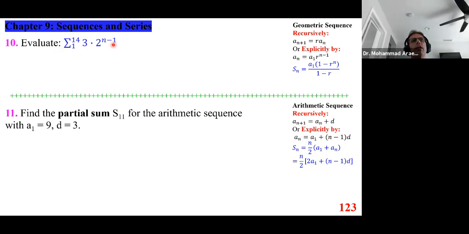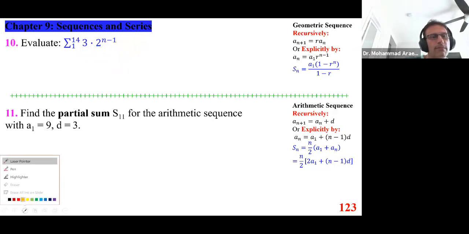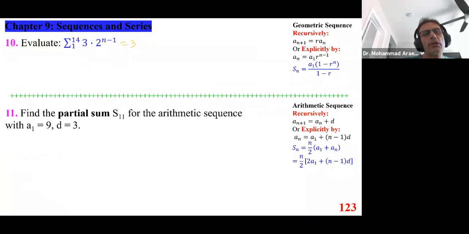So in this case, we are dealing with a geometric sequence. We have a choice. We can write this out starting with number 1. That means 3 times 2 to the power of 1 minus 1 plus, and we don't want to do that, but it can be done as follows. We could say this is 3 times 2 to the power of 1 minus 1 plus 3 times 2 to the power of 2 minus 1 plus all the way to 3 times 2 to the power of 14 minus 1. Can we do that?